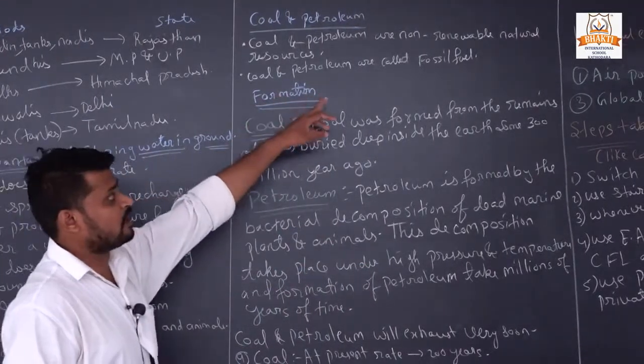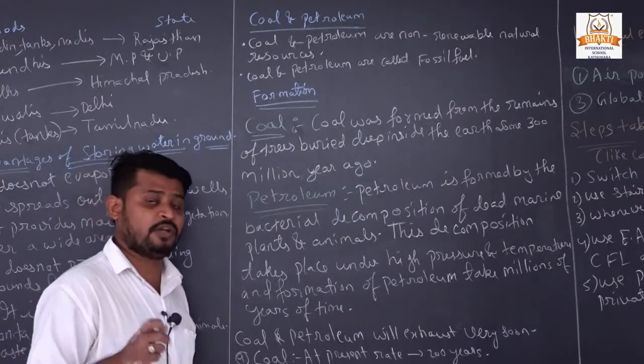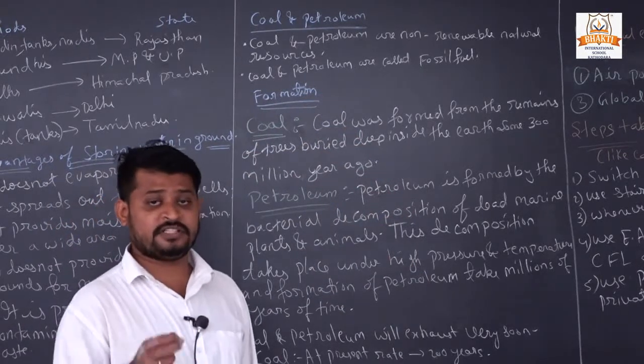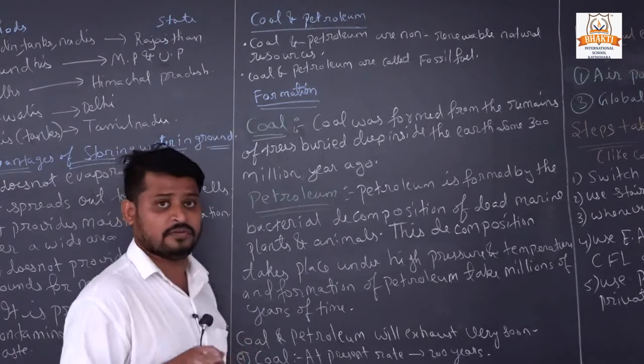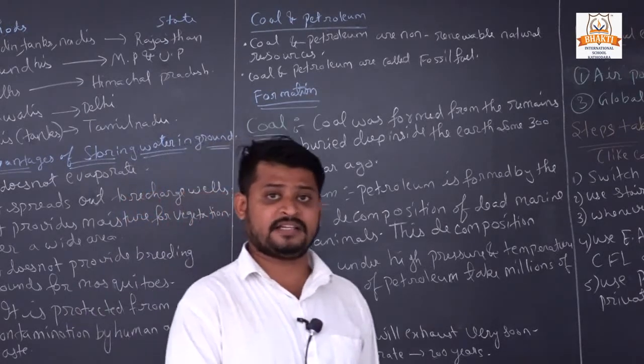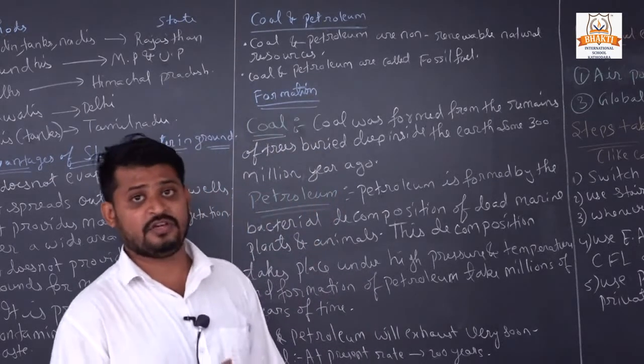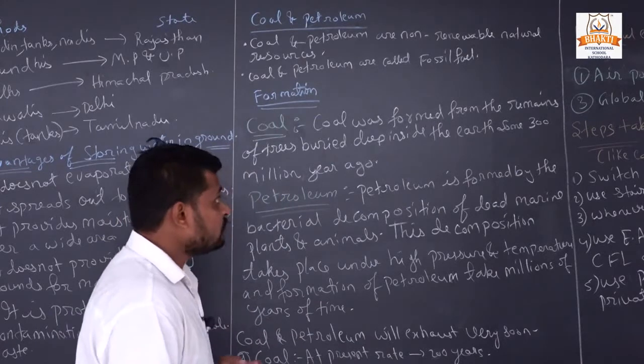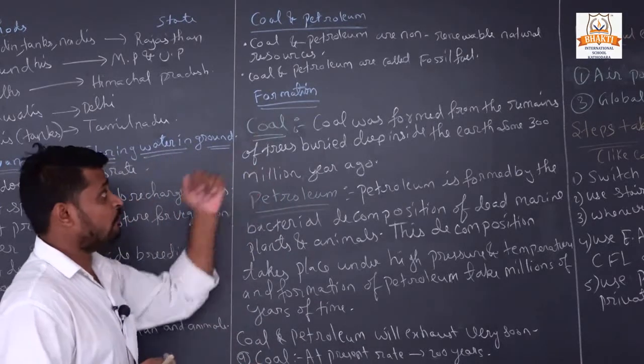Coal and petroleum are called fossil fuels. Another name for coal and petroleum is fossil fuel. What is fossil fuel? It is made of dead and decaying plants and animals. It takes millions of years to be made. That is called fossil fuel.